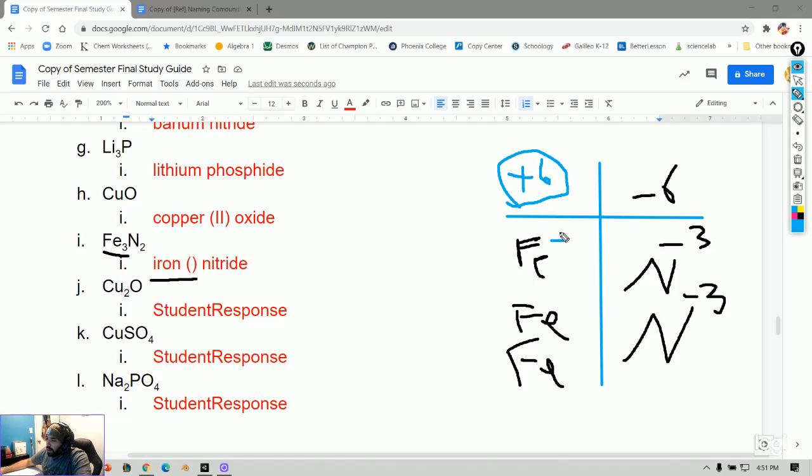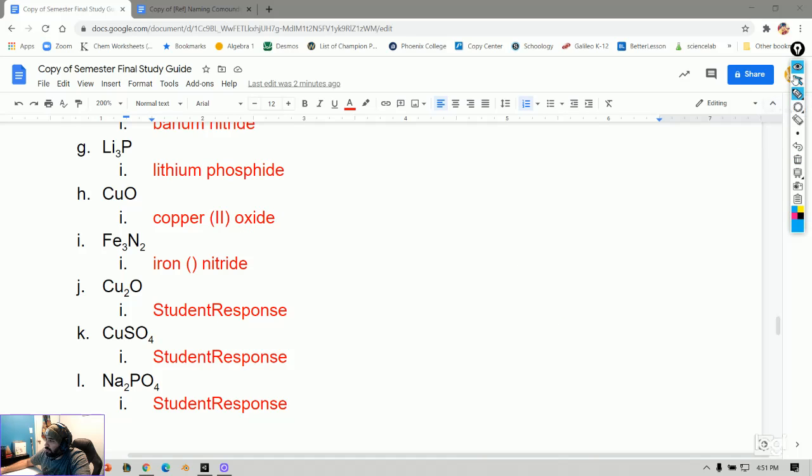Well, if each iron has a +2, they have to be the same, by the way. I can't give one a 2 and one a 3. They all have to be +2. If I have all +2s, 2, 4, 6, that would give me a +6 charge. So each iron must be iron 2, and that's what you would write here in parentheses, iron 2.